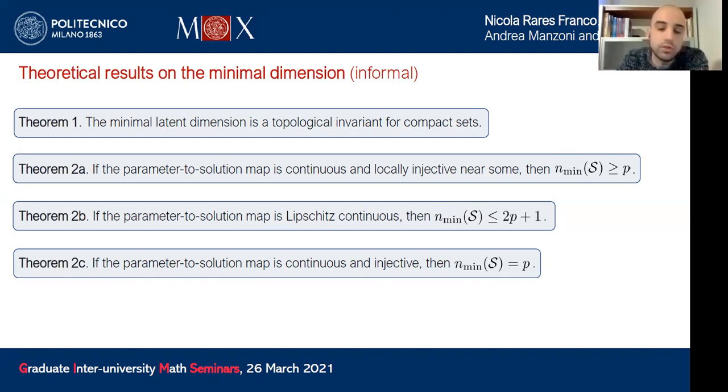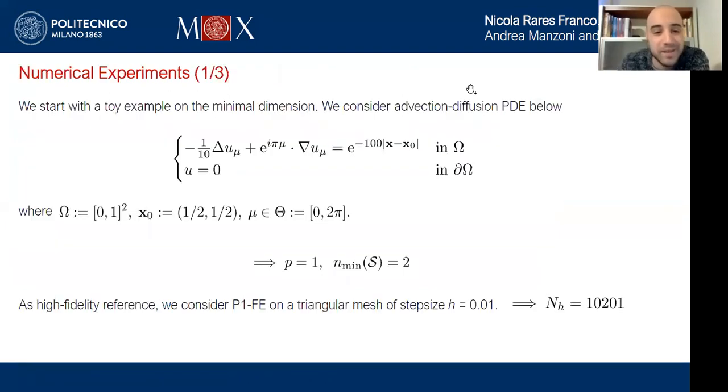Finally, if the map is continuous and injective, the correspondence from parameter to solution is invertible and continuous. So you can represent each solution with the corresponding parameters. And of course, in this case, the latent dimension is p. I believe I'm running out of time, possibly. I will try to finish in 5 minutes if that's not a problem.